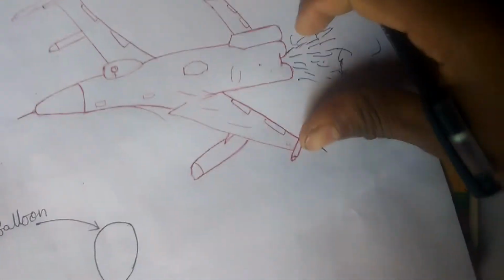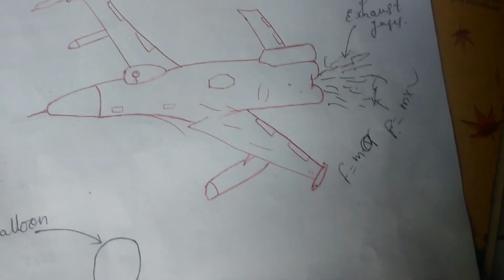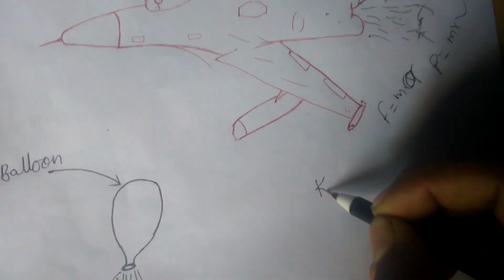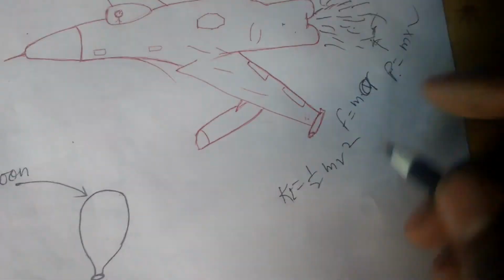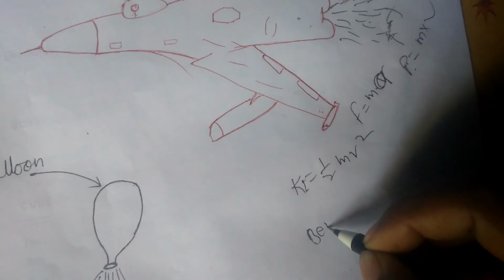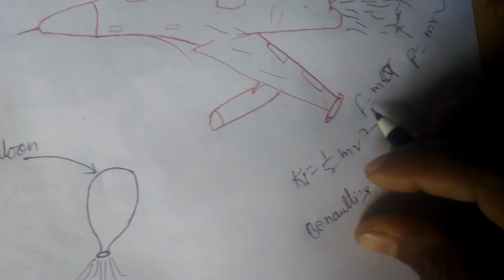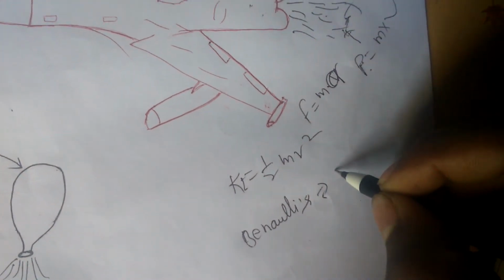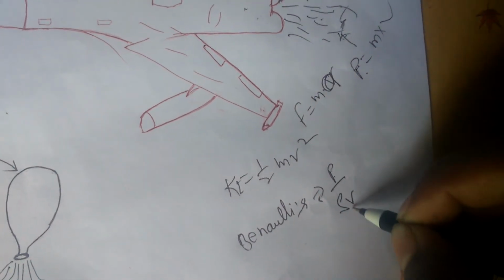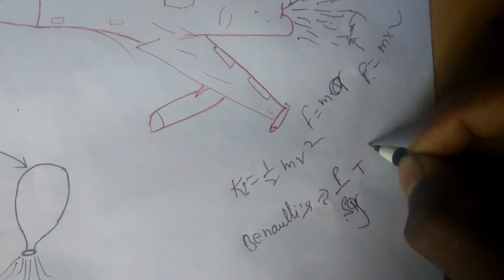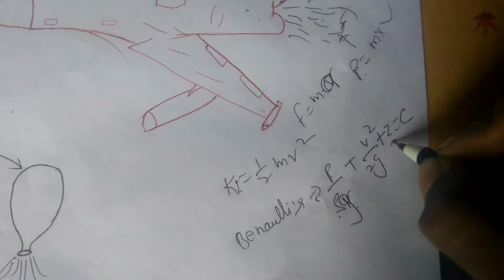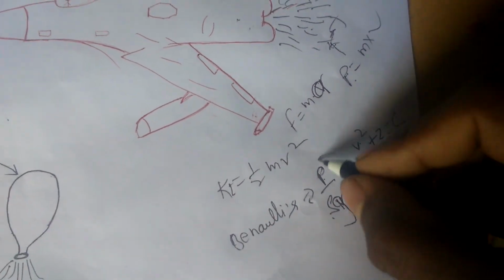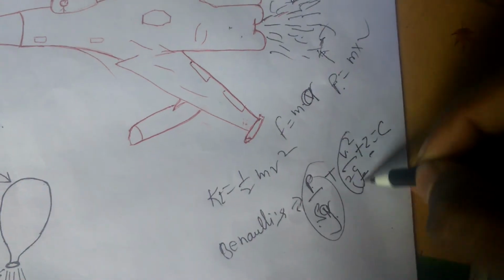We are using two words, pressure energy and kinetic energy. Kinetic energy equals half m v squared, and we also use the Bernoulli equation for flight. The Bernoulli equation says that P over rho g plus V squared over 2g plus Z equals a constant, where P is the pressure, rho is the density, g is gravity, V is the velocity, and Z is measured from a datum line. So pressure energy and kinetic energy are used to propel this aircraft.